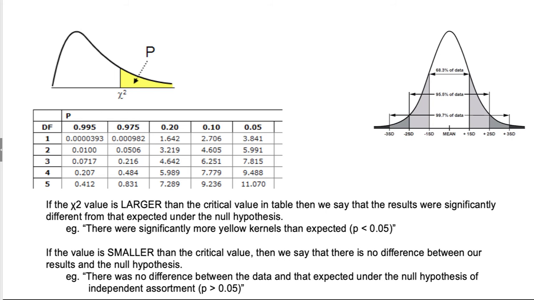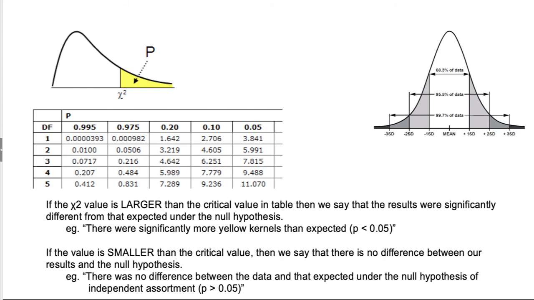Okay, so therefore we use the 1 degree of freedom row and the 0.05 column, and we get a critical value of 3.84, and this is what we compare our chi-square value against. If we find that our chi-square value is larger than the critical value, then we say that the results are significantly different from what we expected under the null hypothesis. Something interesting must be going on. Okay? And we might say something like, there were significantly more yellow kernels than expected.